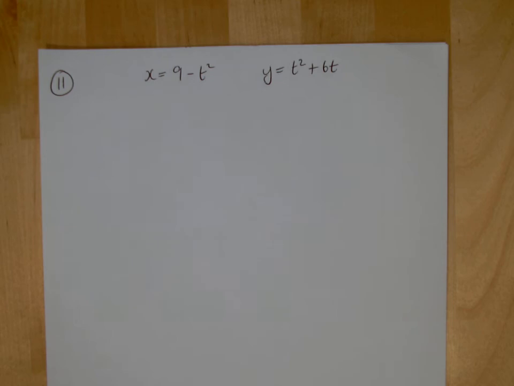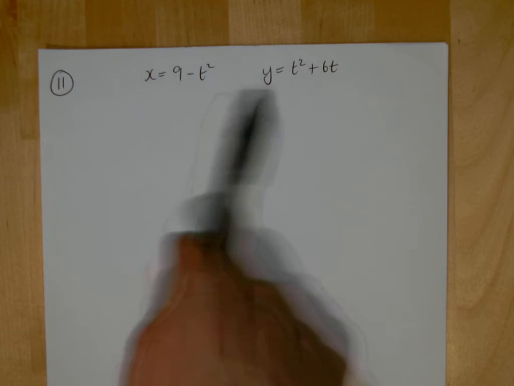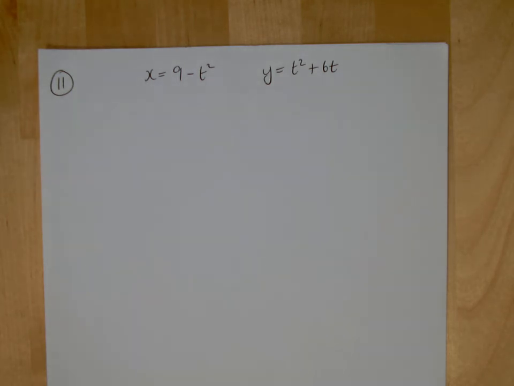Right, so we're asked to find the equation of the tangent to the curve with these parametric equations at the point where the parameter t is equal to 2. So you've just got to think back to the work we learned last year. How do we find the equation of a tangent to the curve? Well, if you remember, we need the gradient at the particular point.